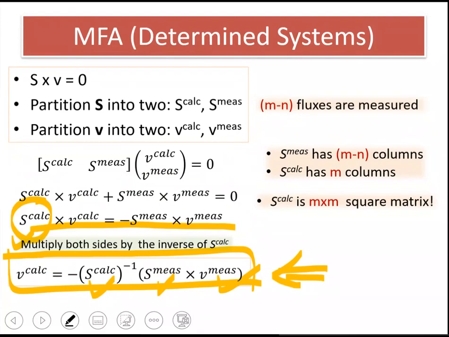So all you need to do is to construct the stoichiometric matrix, then group the stoichiometric matrix into two, represent those in matrix or vector format, and put them into this equation. And when you multiply them by using R, MATLAB, or any environment that you have, you will get a vector of the values of the unknown rates.